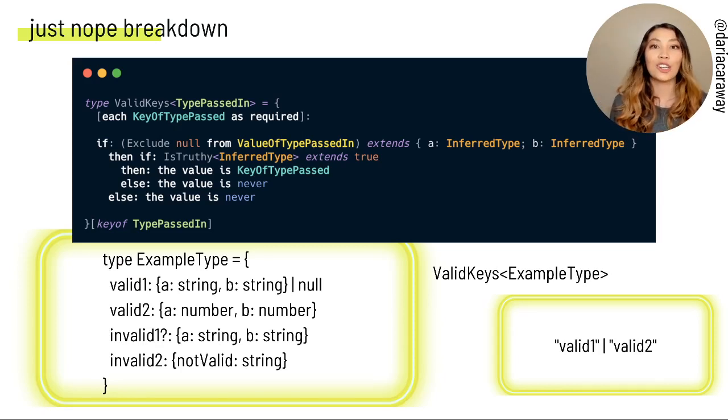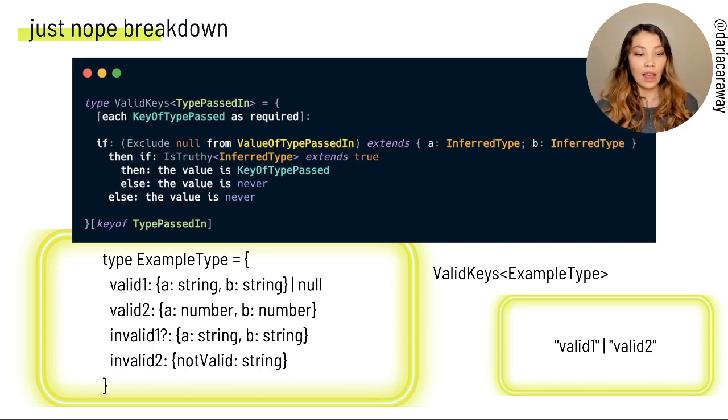And now this type is extremely powerful because we can throw all sorts of types at it and it'll tell us whether or not those types are valid and the name of the key that is valid. If I were writing a library, I could use this to protect consumers against doing things that they shouldn't be doing. So here we have our example type with a bunch of different types on it. We have valid1, which is the example we just went through.